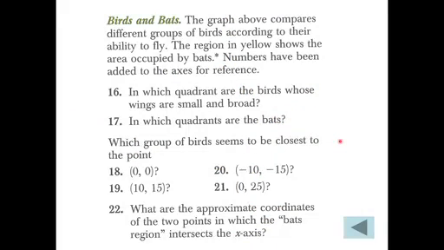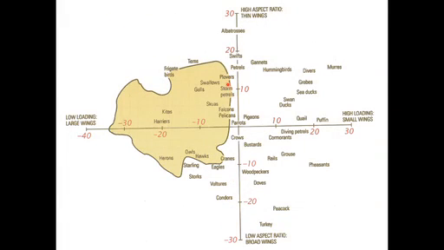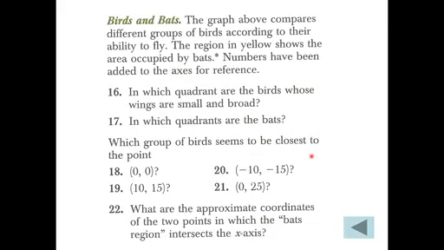So back and forth looking at that picture. And then this one gives trouble sometimes. What are the approximate coordinates of the 2 points in which the bats region intersects the x-axis? So here are the bats. Remember which one's the x-axis. Here it is. And what are they asking? They're asking for the approximate coordinates, both the x and the y values.